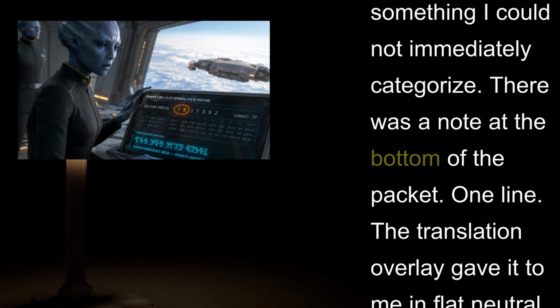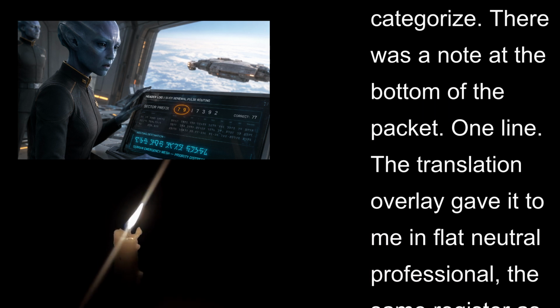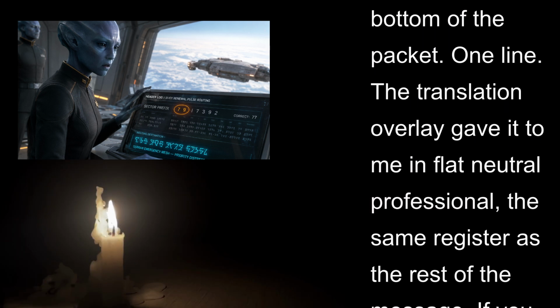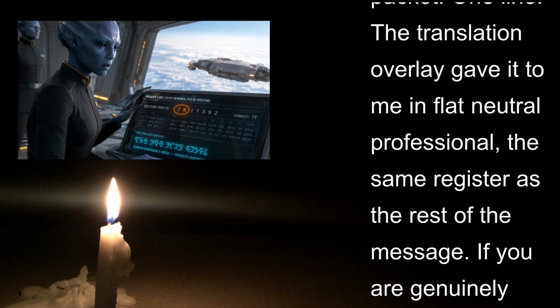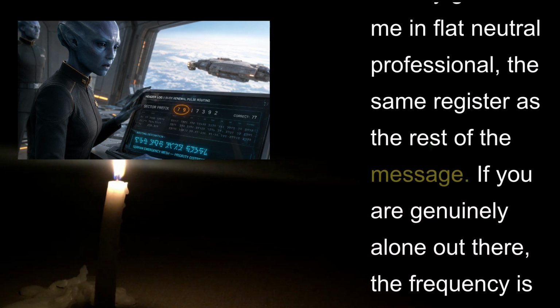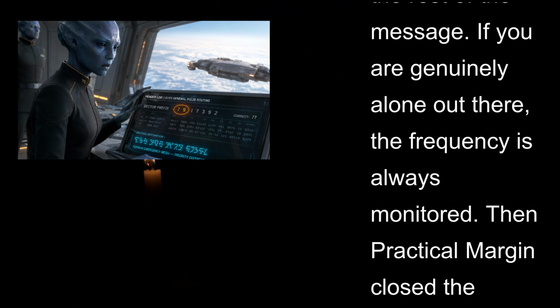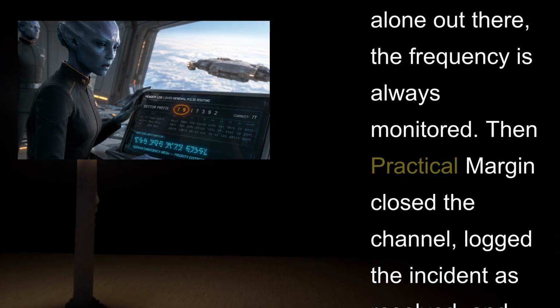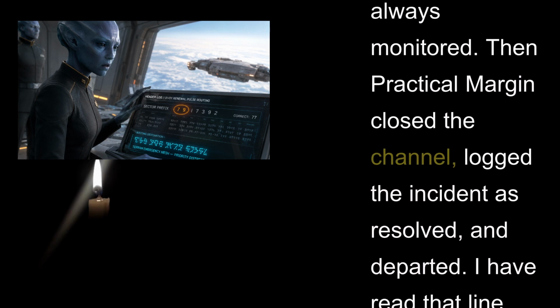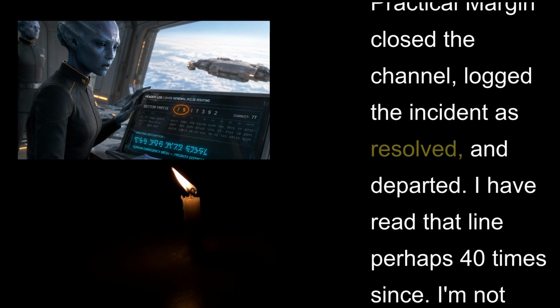There was a note at the bottom of the packet. One line. The translation overlay gave it to me in flat, neutral professional, the same register as the rest of the message. If you are genuinely alone out there, the frequency is always monitored. Then Practical Margin closed the channel, logged the incident as resolved, and departed.